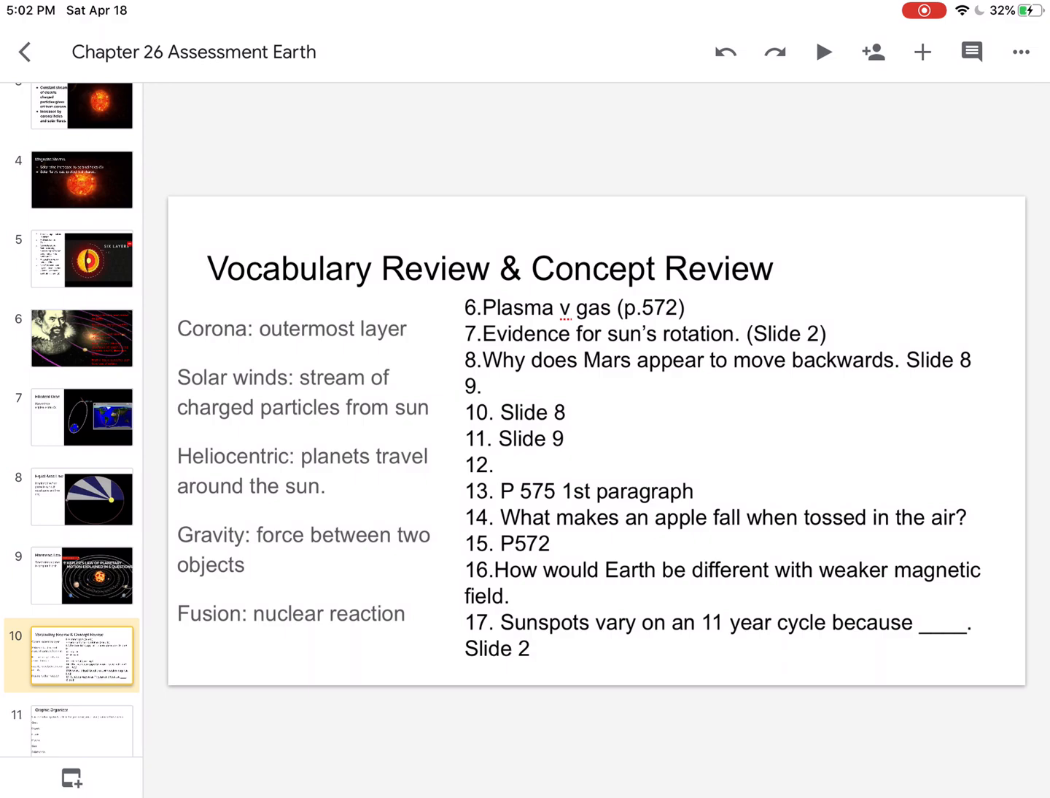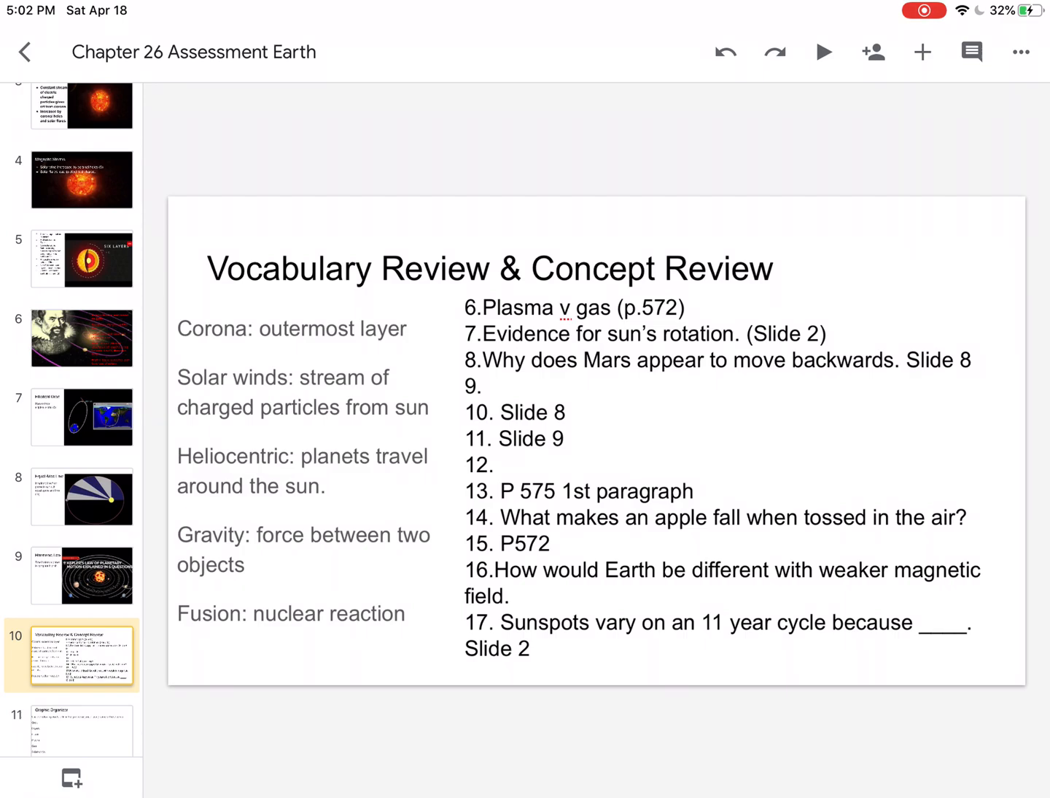And then number 6, what's the difference between plasma and gas? You can find that on page 572. Number 7, what is some of the evidence for the sun's rotation? I had mentioned it earlier. It's on slide 2. Number 8, why does Mars appear to move backwards? You'll see that on slide 8.